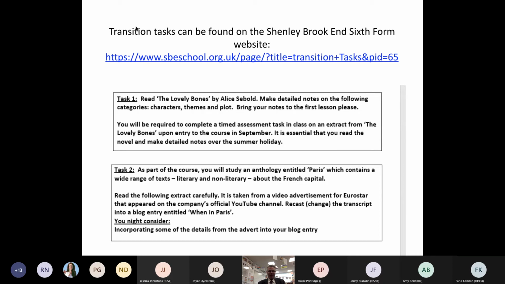All right. Now, what you need to do for task 1 is to read the book, The Lovely Bones, by Alice Sebold. Make detailed notes on the following categories: characters, themes, and plot. And by the time we come back in September, we'd like you to bring those notes in. They could be handwritten or typed.